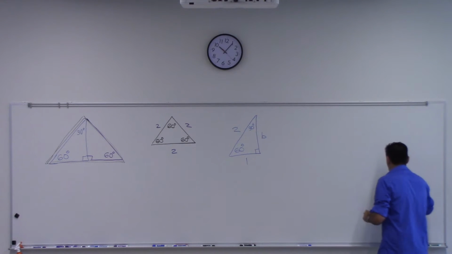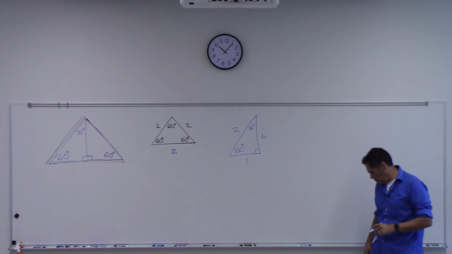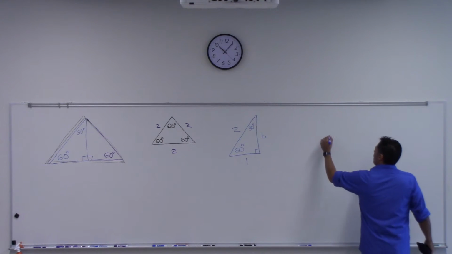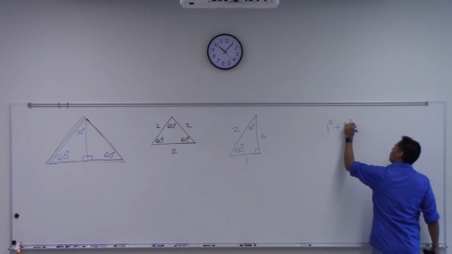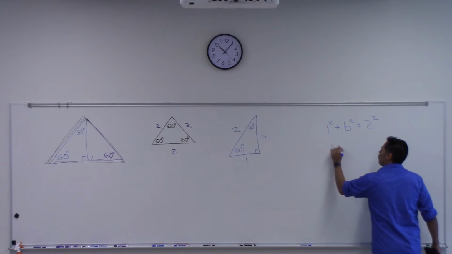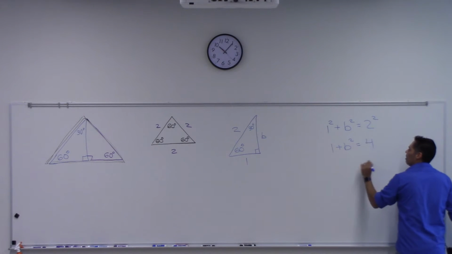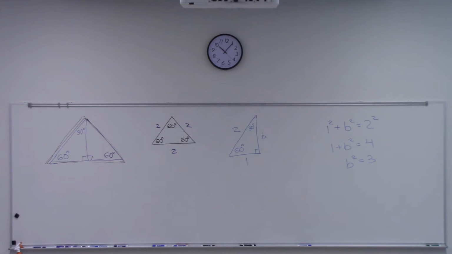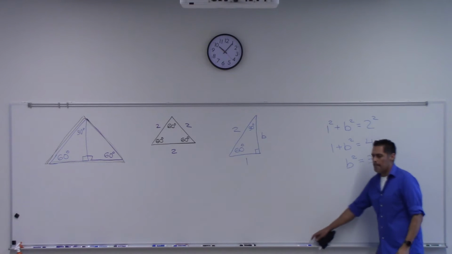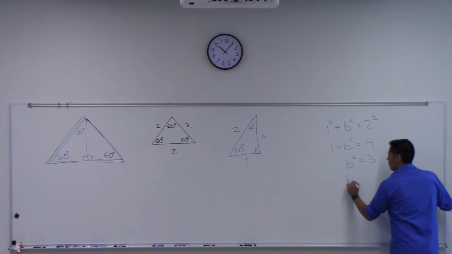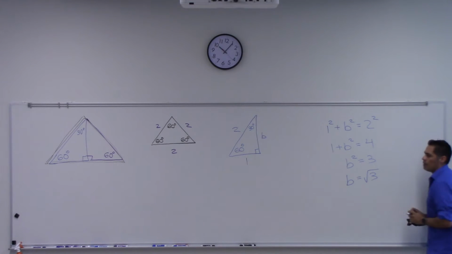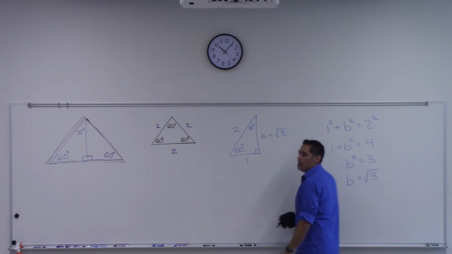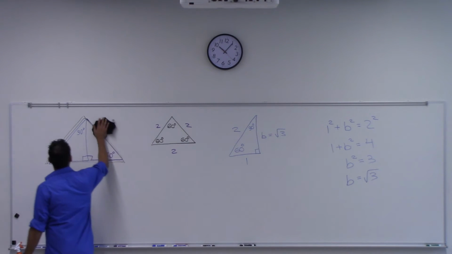A squared plus B squared is C squared. Yeah? 1 squared plus B squared is 2 squared. So that means 1 plus B squared is 4, which means B squared is 3, right? Subtract 1 on both sides. Which means B is square root of 3. And now I'm in business. I have all 3 sides.